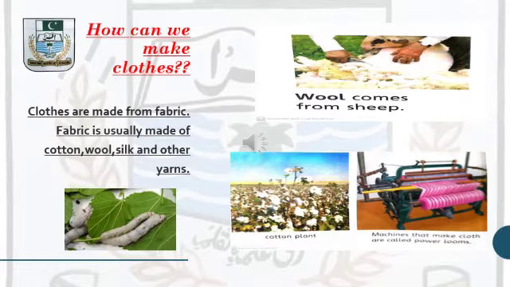Machines that make cloth are called power looms, and the wool comes from sheep. Silk cloth comes from silkworms. Do you know, boys, we grow lots of cotton in Pakistan. It is the cash crop of Pakistan. We also use lots of cotton to make cloth. So we buy cotton from other countries also.